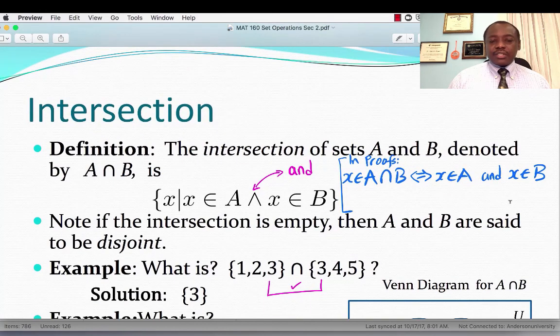Intersection. The intersection of two sets, A intersection B, denoted as follows, is the set of all elements X such that X is in A and X is in B.